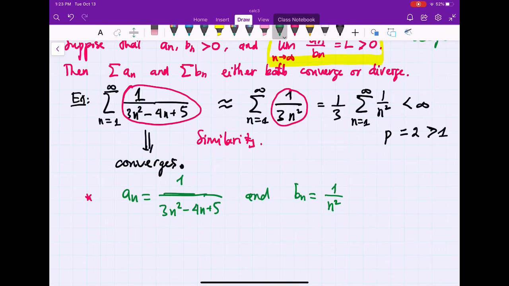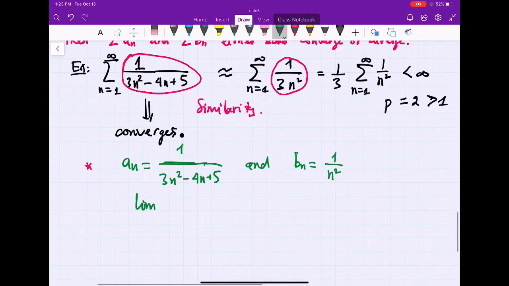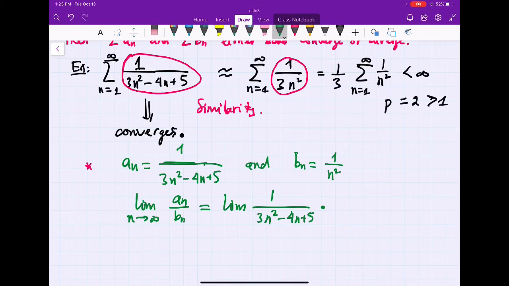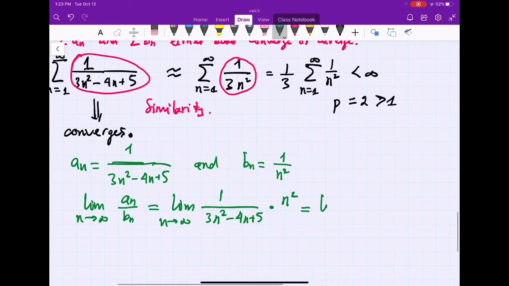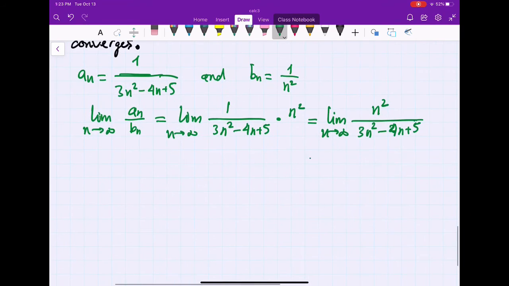over n squared. So I have the limit of an divided by bn, as n approaches infinity, equal to the limit of, let's say this is an, you divide by bn, that means you multiply by the inverse, right? So you multiply by n squared. Let's write that and then compile them together. Limit of n squared over 3n squared minus 4n plus 5, n approaches infinity, and this limit is just 1/3.